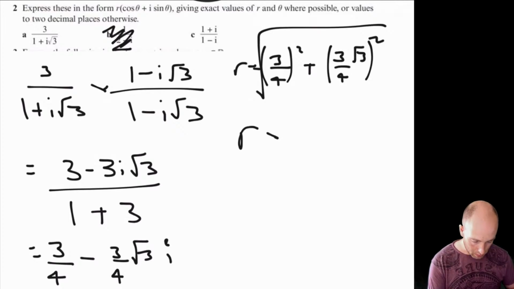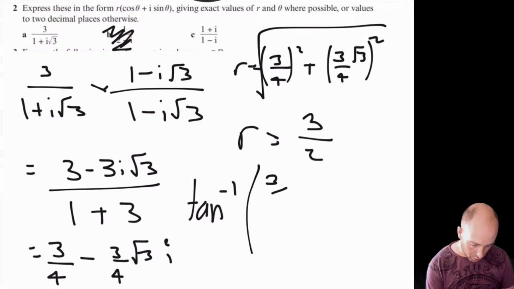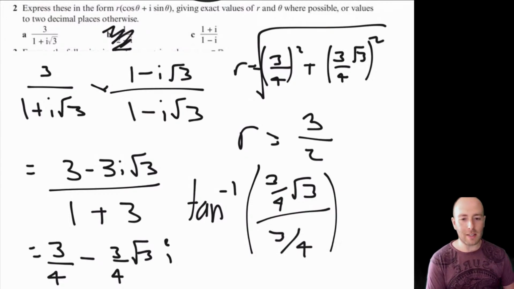Which gives me 3 over 2 for R. For the tan, we're going to do tan to the minus 1 of (3 over 4 root 3) over (3 over 4). So that's basically tan to the minus 1 of root 3, which I think we did earlier was pi by 3. Tan to the minus 1 root 3. Yeah, pi by 3.